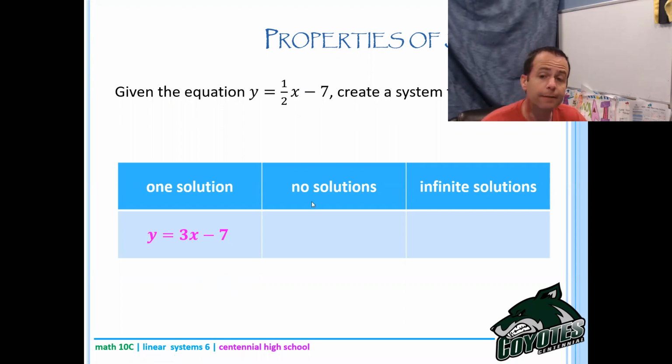Okay? If I want no solutions, okay, so now no solutions means parallel lines, which means the slope has to be the same, but my y-intercept has to be different. So I'm going to pick on this -7 now. I want to keep the 1/2, but I don't want -7. So I can write anything else as long as it's not -7. So I randomly chose +5, doesn't matter.